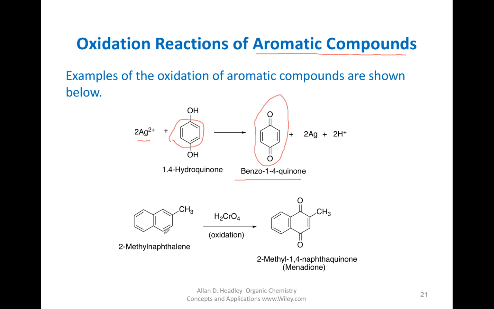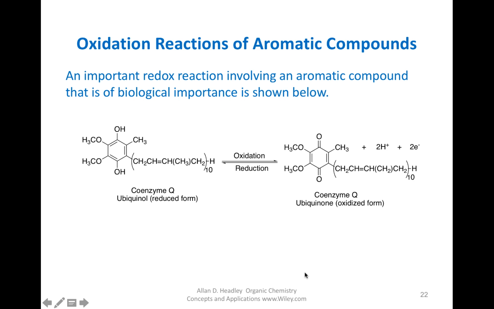Here's another example of an aromatic system. This is two benzene rings that are fused, called naphthalene. So if that's oxidized with a strong oxidizing agent, we have this as a product, a menadione, and of course, as you can see here, especially in biology, it's very similar to vitamin K and used in biological systems.